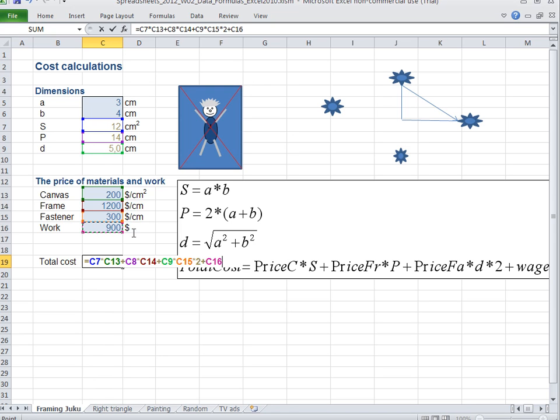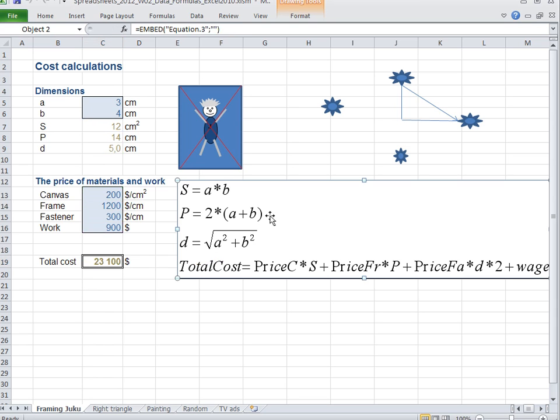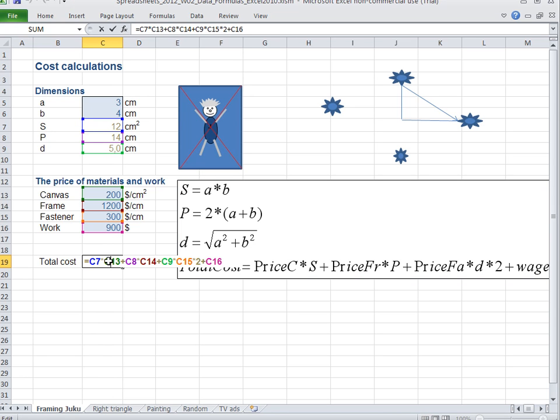And here it is. The correct answer should be 23,100. So that's the size of it. We have all the formulas written down here. This is the area, this is the boundary line, the Pythagorean theorem, the total cost that we were going to calculate, and here it is. The only thing to say about this formula is that it's a bit difficult to follow, because it has all those C9s, C8s, and so forth. But that's the problem we're going to tackle in the next exercise.